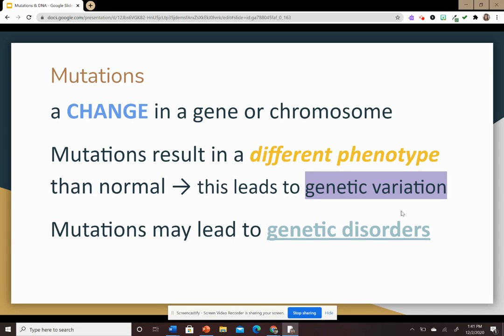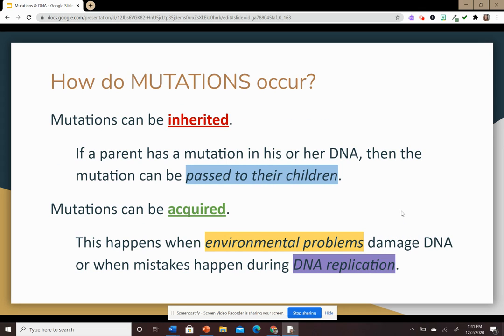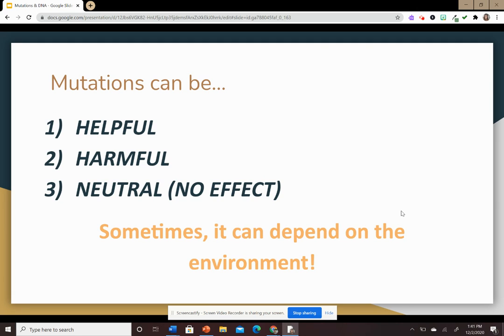We've talked about what a mutation is. We know that it's a different phenotype or physical trait than normal. This leads to variation, right? We want variation in populations, but mutations can also lead to genetic disorders. This was also on Monday. How do mutations occur? They can either be passed down from your parents or they can be acquired, meaning environmental problems can damage your DNA, or DNA replication can occur and something can get messed up when your DNA is replicating. And this is where we stopped on Monday.